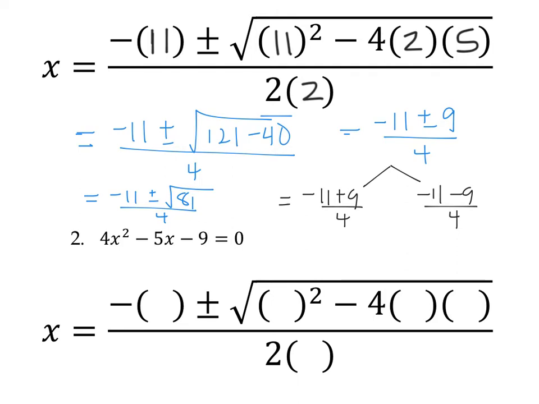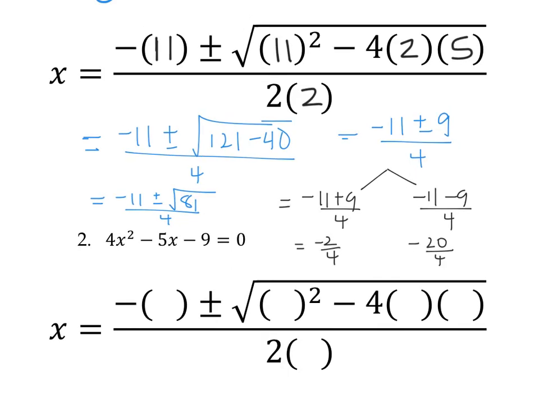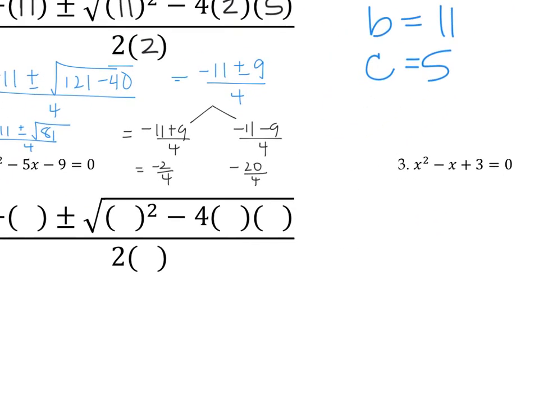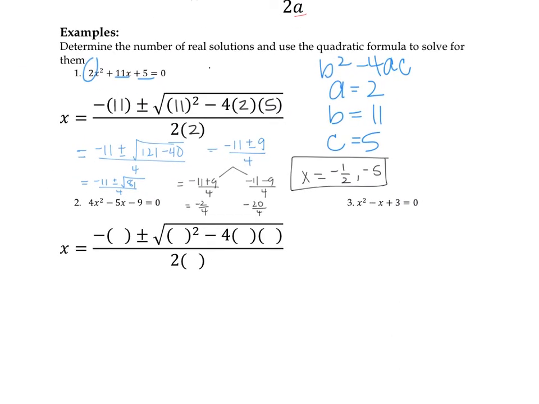If we keep simplifying, we'll have negative 2 over 4 and negative 20 over 4. So in order to write this as a final answer, I would need to put x equals negative 1/2, comma, negative 5. Those are my two solutions for this answer.